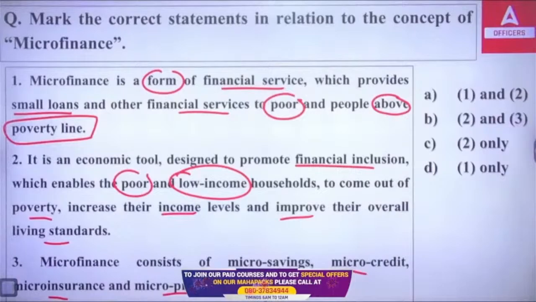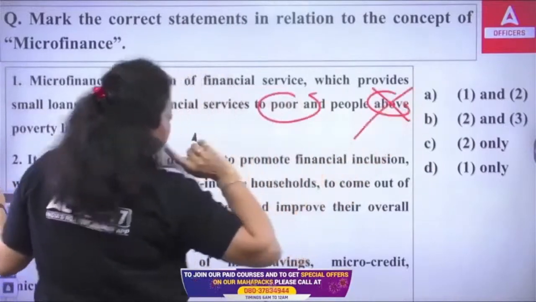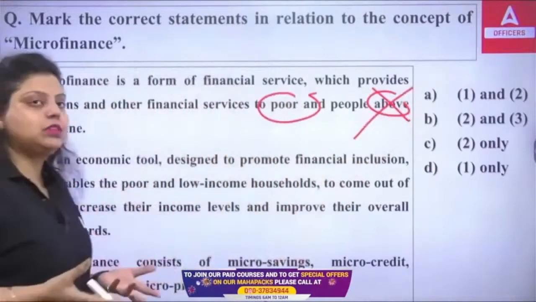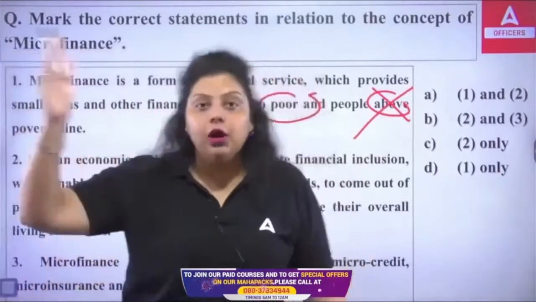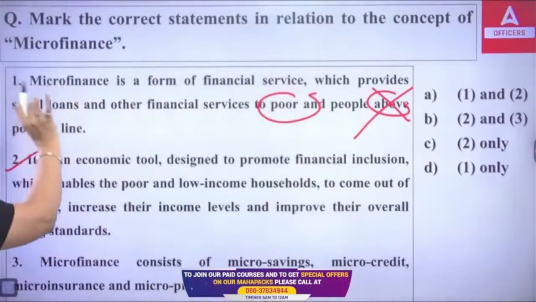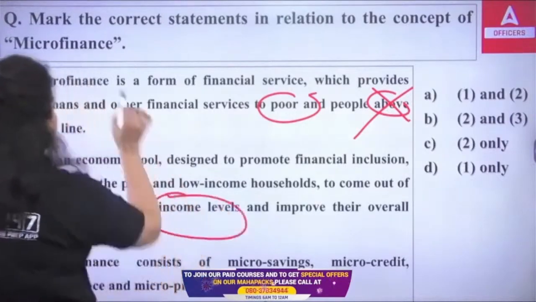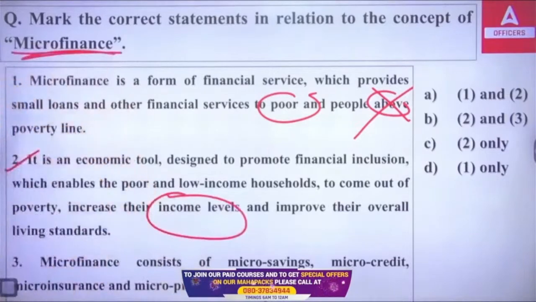So the right answer here will be, if you see, the first option is saying it will provide to the poor and above. No, the above poverty line population will have a lot of services with the bank. They do not need microfinance. They are already the above poverty line population. Then the second is almost already covered, or I can say it is 100% correct: an economic tool to promote financial inclusion in the country, enabling the poor and low income households to come out of poverty and also increase their income level. Achha, on the basis of income level, the micro loan will be provided to the people. And what is that income level? I will let you know at the end of the session, because one more question is there about the same topic.